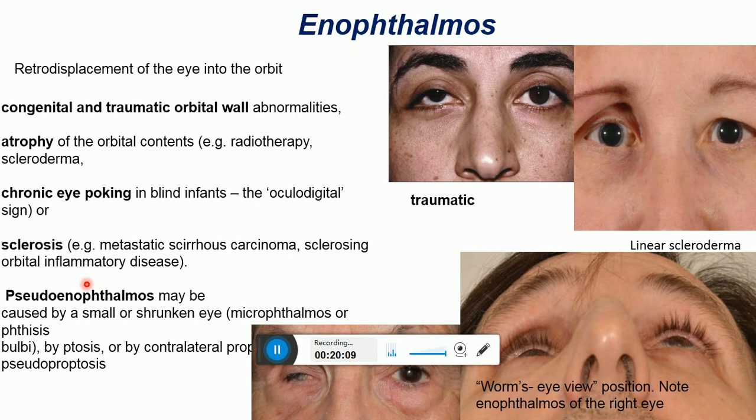Pseudo-enophthalmos. It may be caused by a small or shrunken eye, microphthalmos or phthisis bulbi, or by the contralateral proptosis or pseudo-proptosis. This is the worm's eye view position. Note enophthalmos of the right eye.